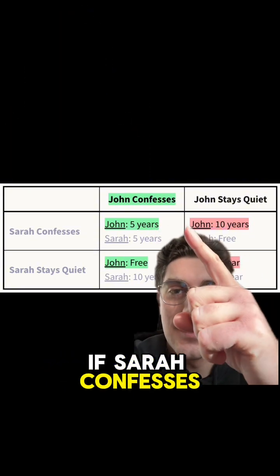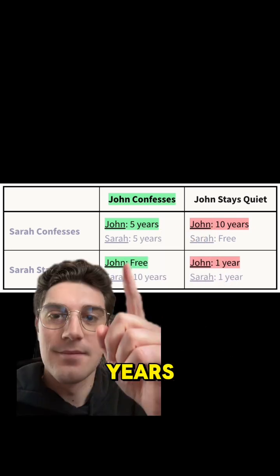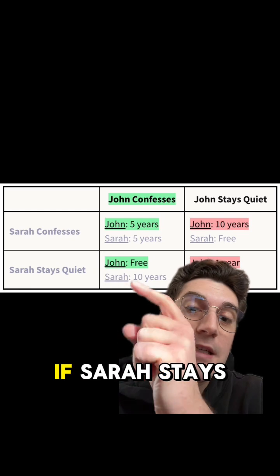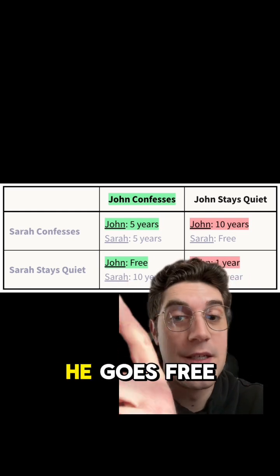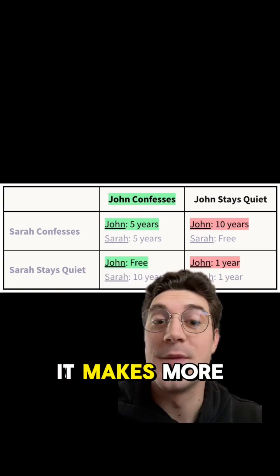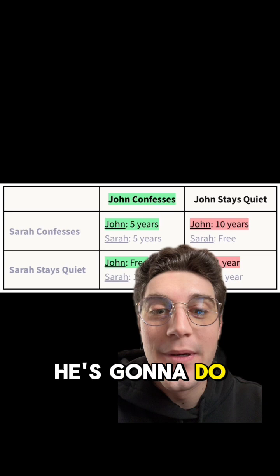If Sarah confesses and John confesses, John gets 5 years, whereas if John stays quiet, he gets 10 years. So it makes sense for John to confess if Sarah confesses too. Likewise, if Sarah stays quiet but John confesses, he goes free, whereas if he stays quiet, he gets 1 year in prison. So once again, it makes more sense for John to confess, and therefore it's his dominant strategy. He's gonna do it no matter what.